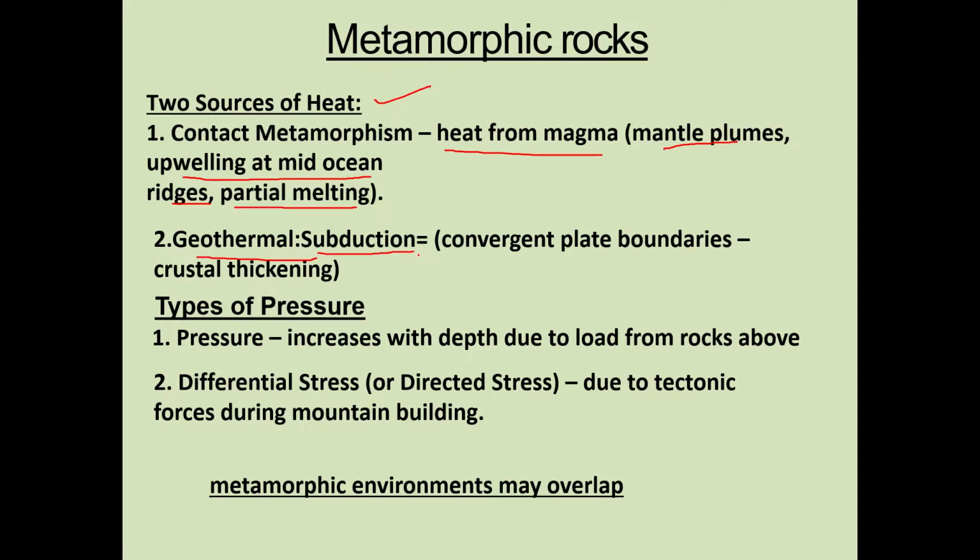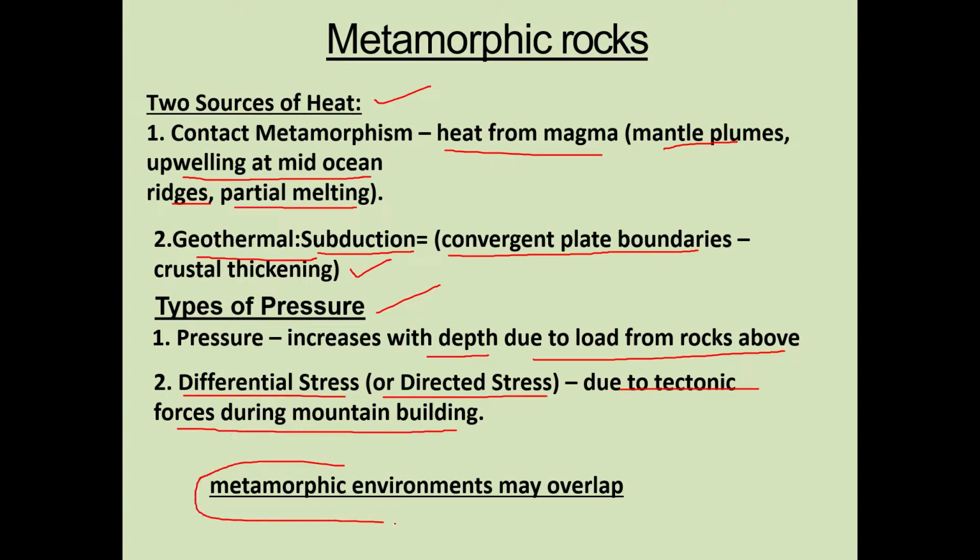In the subduction zone, that is the convergent plate boundaries, crustal thickening is there as well as heat is produced. Types of pressure can be with the depth, which will increase due to load from rocks above, or differential stress or directed stress due to tectonic forces during mountain building. Metamorphic environments may overlap. There are different types of metamorphism, and they can overlap with each other depending on the amount of heat, place, and amount of pressure.